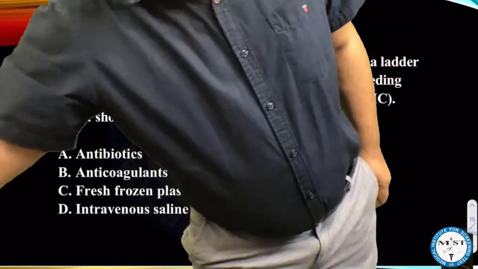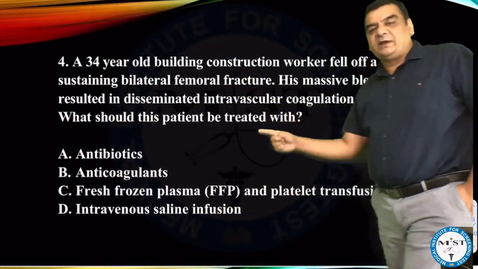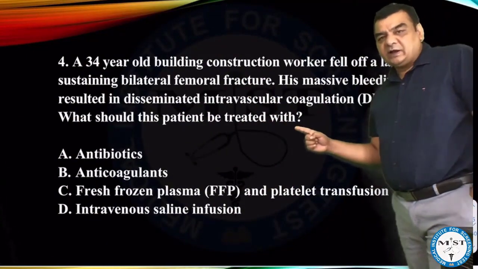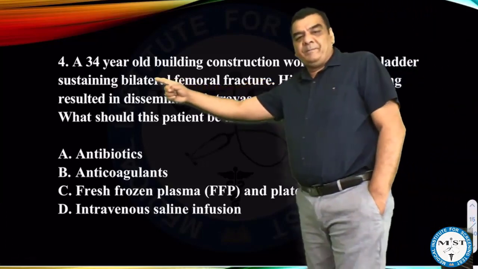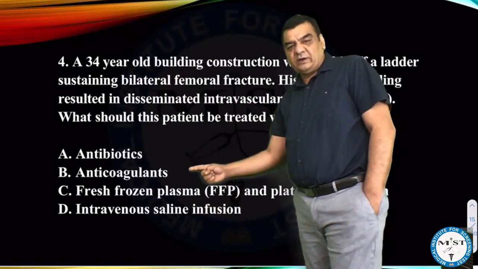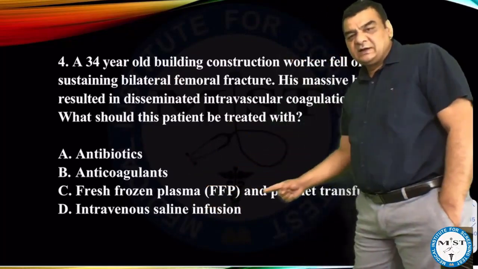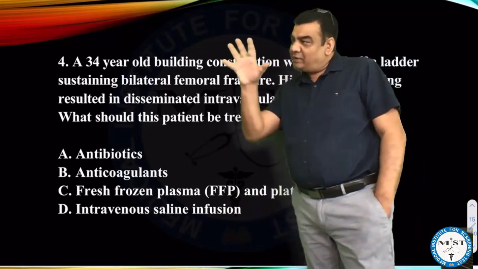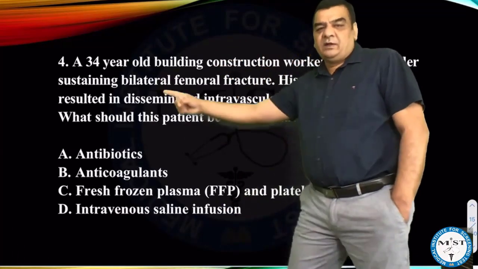If we take a look at this question, again, this looks to be a little small question. What should this patient be treated with? That means we need to read this question. Let us take a look at the options: antibiotics, anticoagulants, FFP and platelets, IV saline. Okay, so now let's take a look at what should be the question.